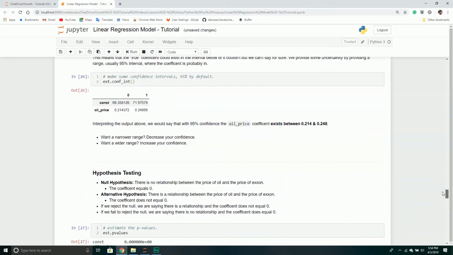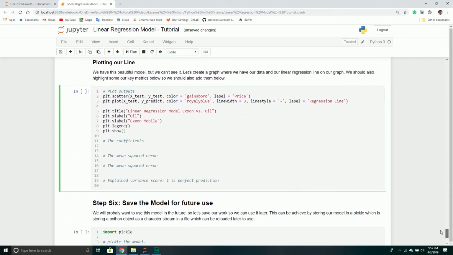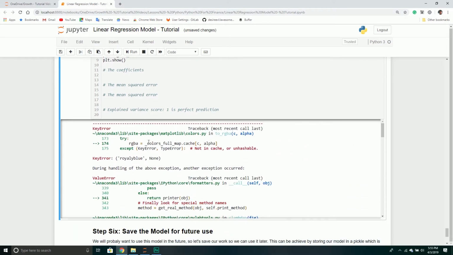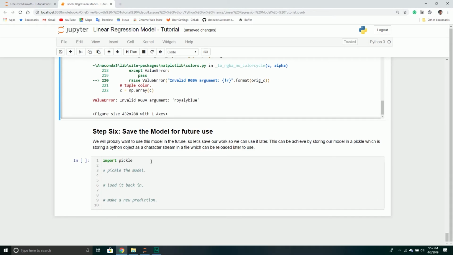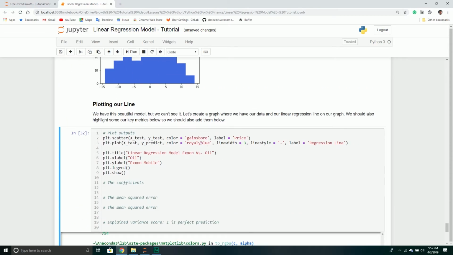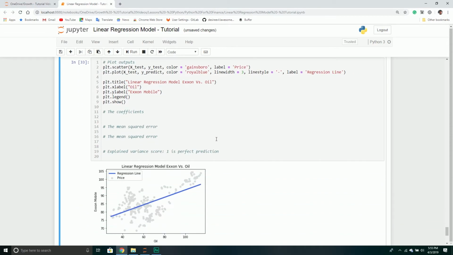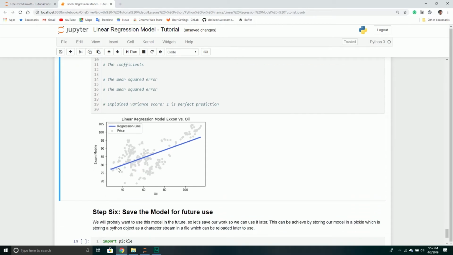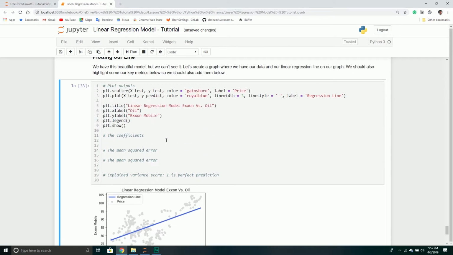Oh, it's fine as long as the axes are good. Okay, so that's good. So we have our Exxon Mobil, our oil price, and it's a scatter plot. Really, this is basically our line, and this is a nice little label where here's our linear regression line, here's our price.